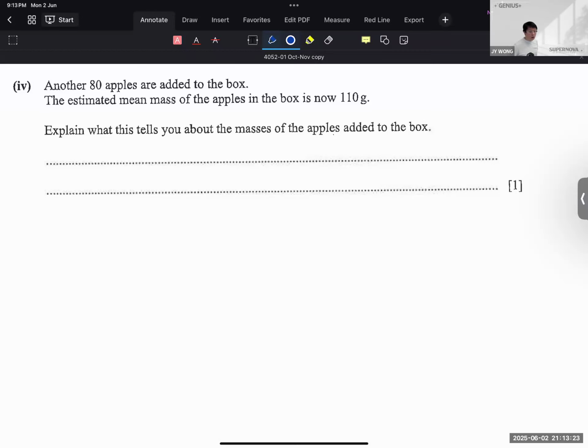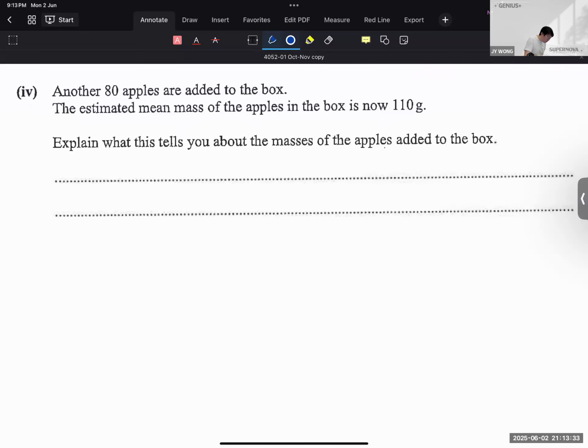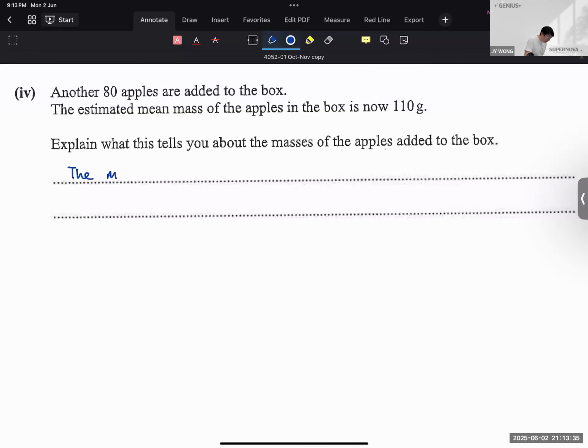Next, another 80 apples are added to the box. The estimated mean mass is now 110. Explain what this tells you about the masses of the apples added to the box. You can only explain by mean. So the mean mass of the apples added.